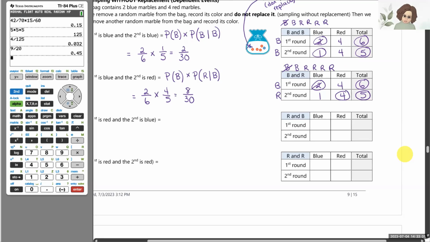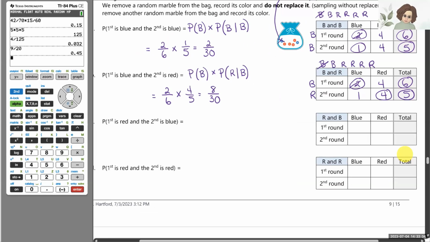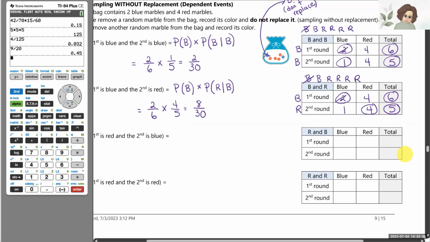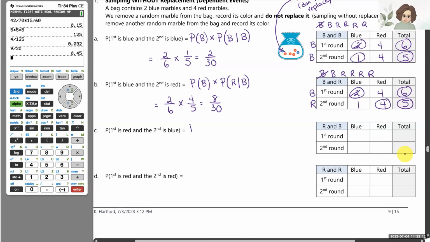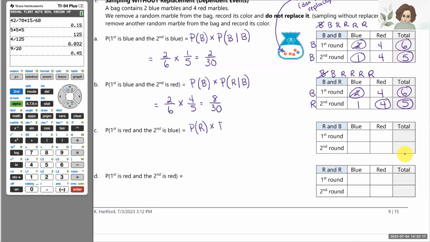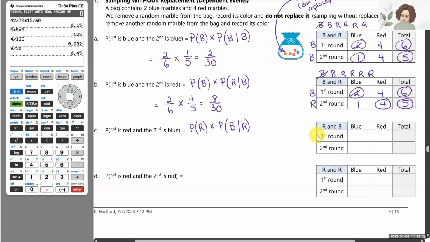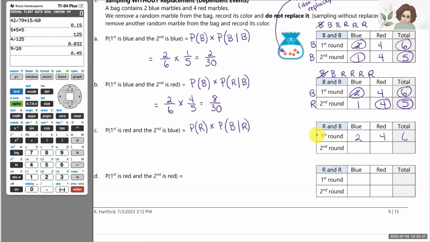So let's try the next one here. All right, now it's what is the probability of red on the first marble and blue on the second? So now we would say it's the probability of a red and then multiply, and then the probability the next one is blue, given that, knowing that you've already removed that red one. So I'll step through with the table again. So we have 2, 4, 6. And now we're starting with the probability of getting a red. So that's 4 out of 6. So I'm going to write that 4 out of 6.